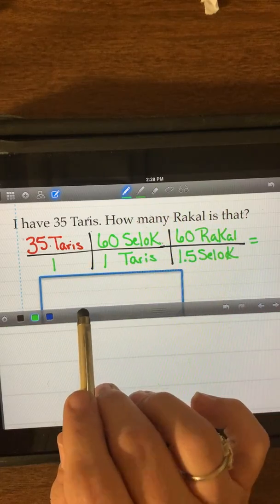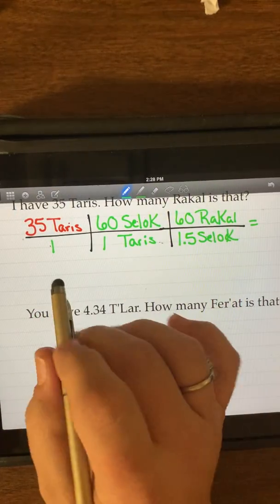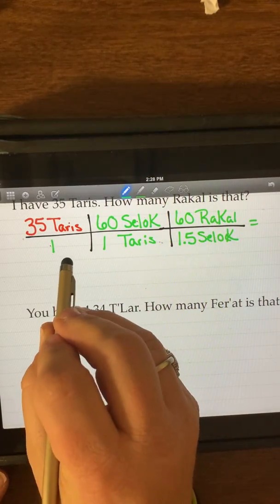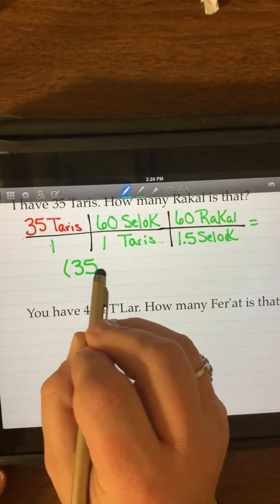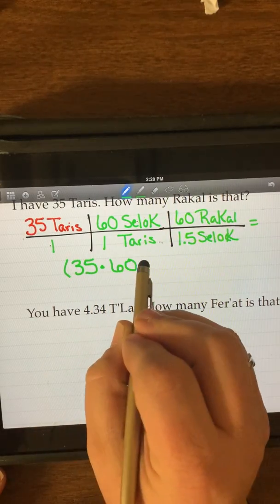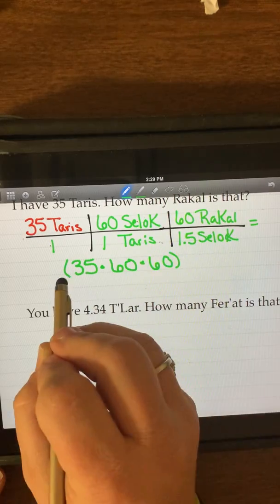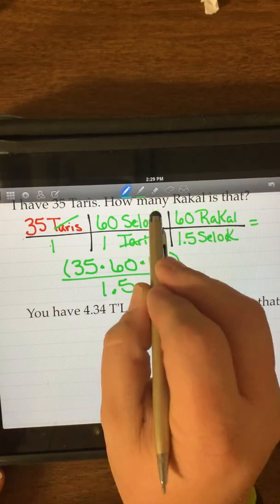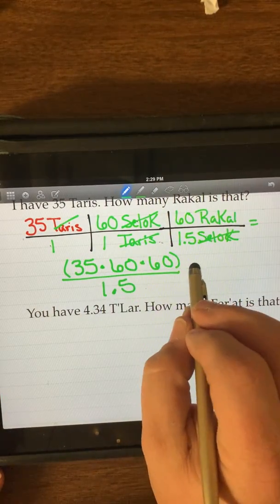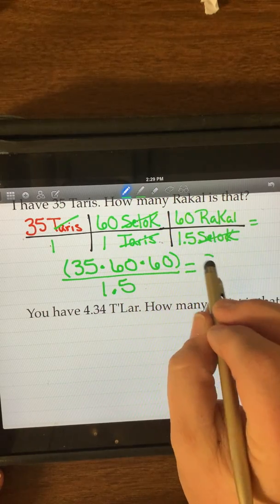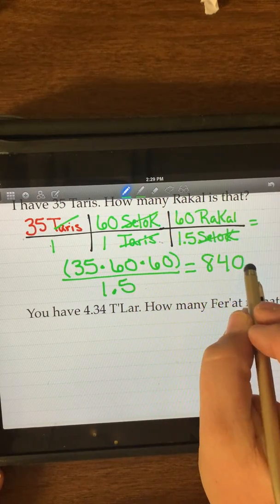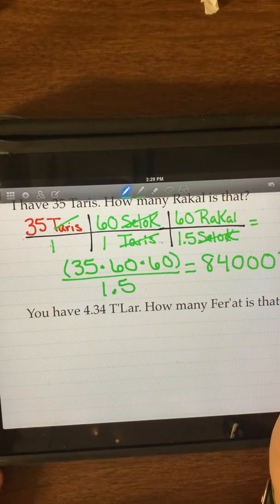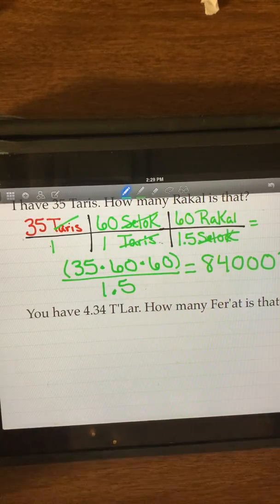So, you're going to take the product of the top divided by the product of the bottom. So I'm going to take 35 times 60 times 60 divided by 1.5. Taurus cancels, Salak cancels, I'm left with Rakal. And when I do the math, I get 84000, and I'm going to label my unit Rakal. Okay.